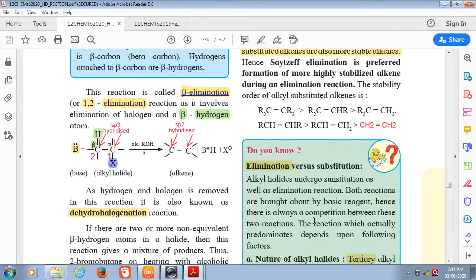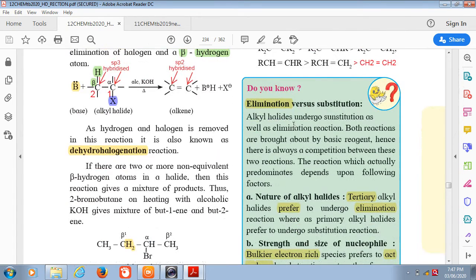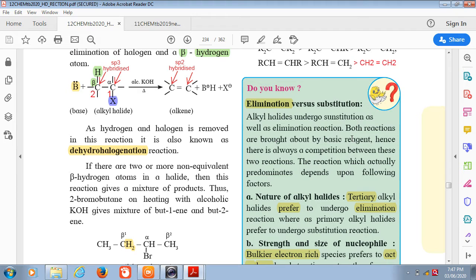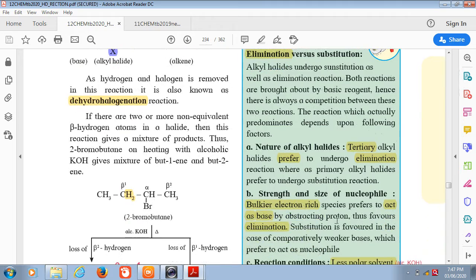So there is one another question. Do you know the difference between elimination and substitution? Alkyl halides undergo substitution as well as elimination. Both the reactions are brought about by a basic reagent. Hence there is always a competition between these two reactions. The reaction which is actually predominant depends on some factors. So let us see these factors.